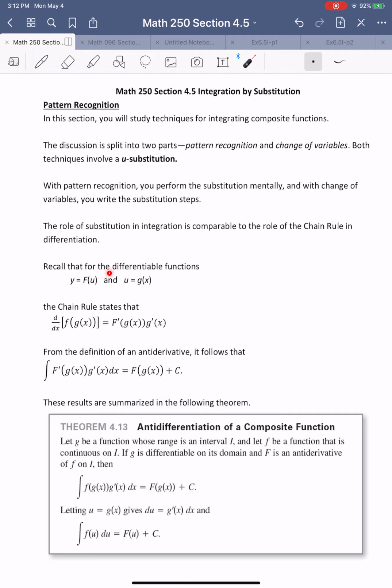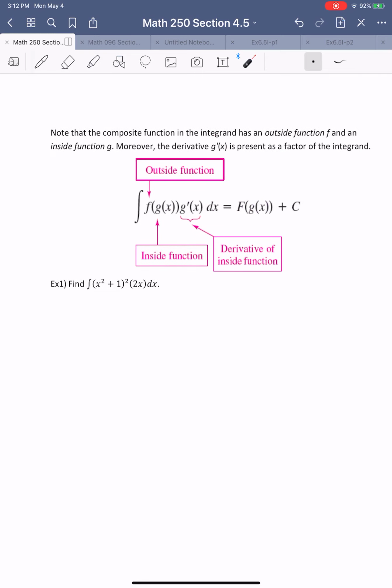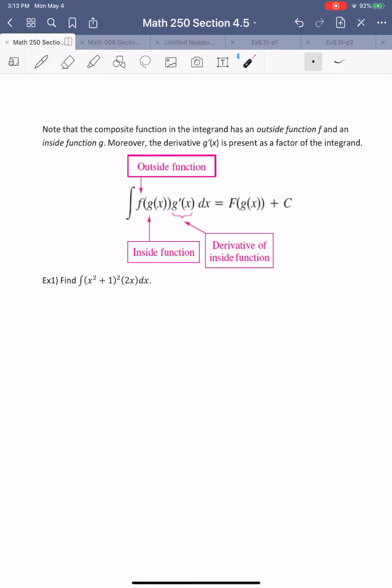So we recall that for differentiable functions, y equals f of u and u equals g of x, and then we get the form of this one. This is what we need to remember for integration as pattern recognition. When you see f as the outside function, g of x as the inside function, and g prime of x as the derivative of the inside function.